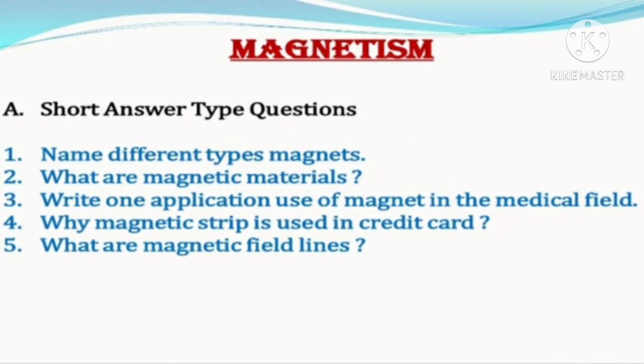Question number 4. Why is a magnetic strip used in a credit card? Answer: a magnetic strip is used in a credit card because it has memory. The magnetic strip card holds the sensitive information. Question number 5. What are magnetic field lines? The space around the magnet where magnetic forces work is called the magnetic field. And magnetic field lines are imaginary lines around the magnet.